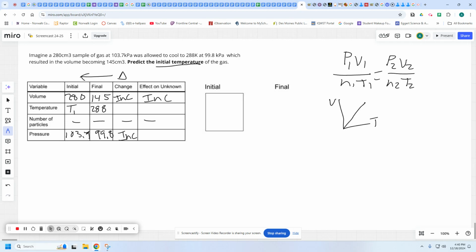If you look at the pressure, it has increased if you reverse engineer this and go back from final to initial. So what must have happened to temperature for pressure to increase? If you can't conceptually think about that, think about the graph for pressure and temperature. It's also a linear pattern.